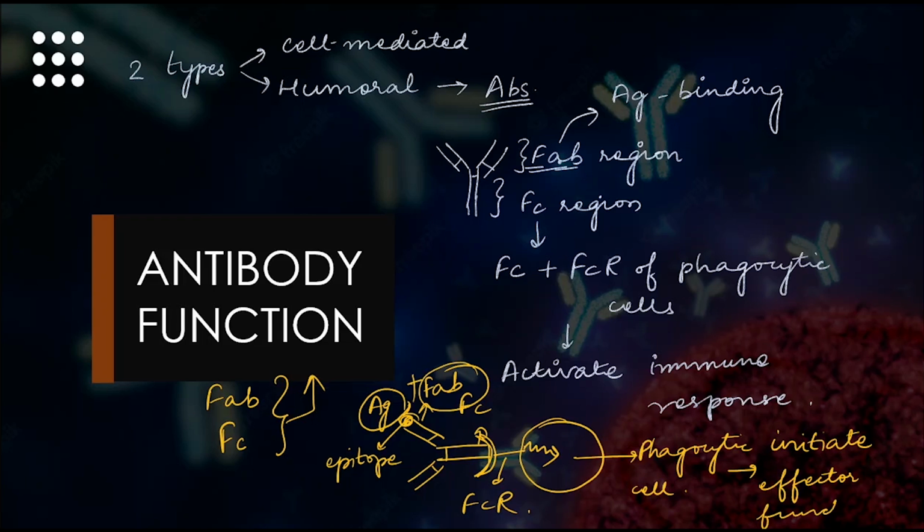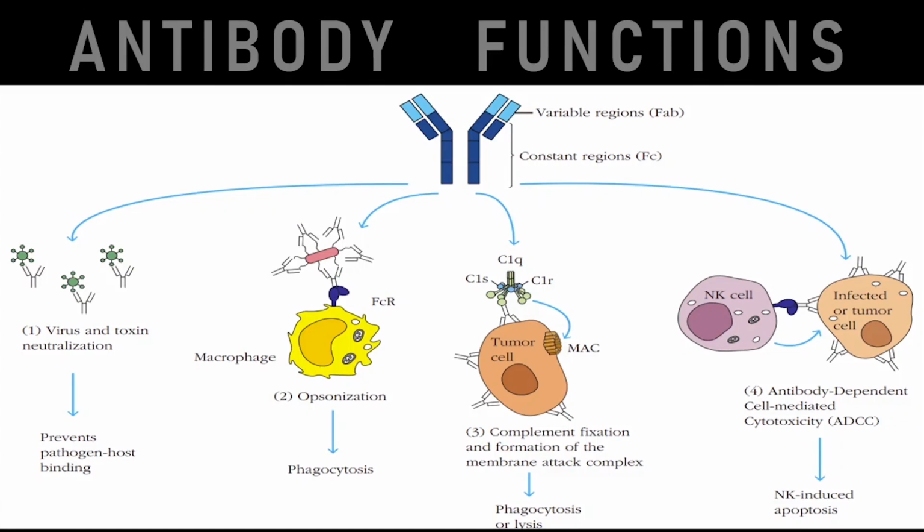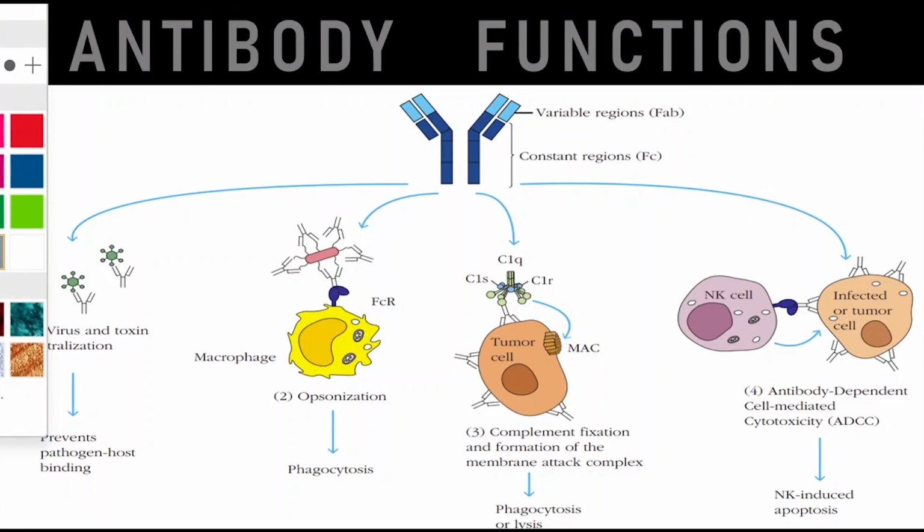From here we can understand how the FAB region and FC region both contribute to the proper functioning of the antibody and to further initiating the effector functions. So this was just a brief about the structure of the antibody and how its domains contribute to the functions.